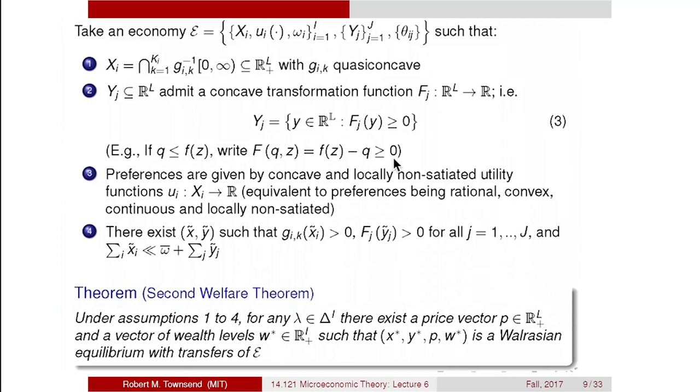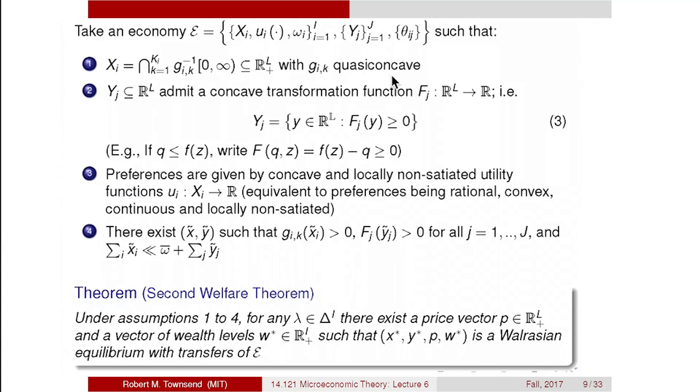So any input-output combination CQ, when evaluated under F, which takes this form, is non-negative. So it really is quite innocuous. But it's very convenient just to talk about this concave transformation. I should be emphasizing again, these are sufficient assumptions.